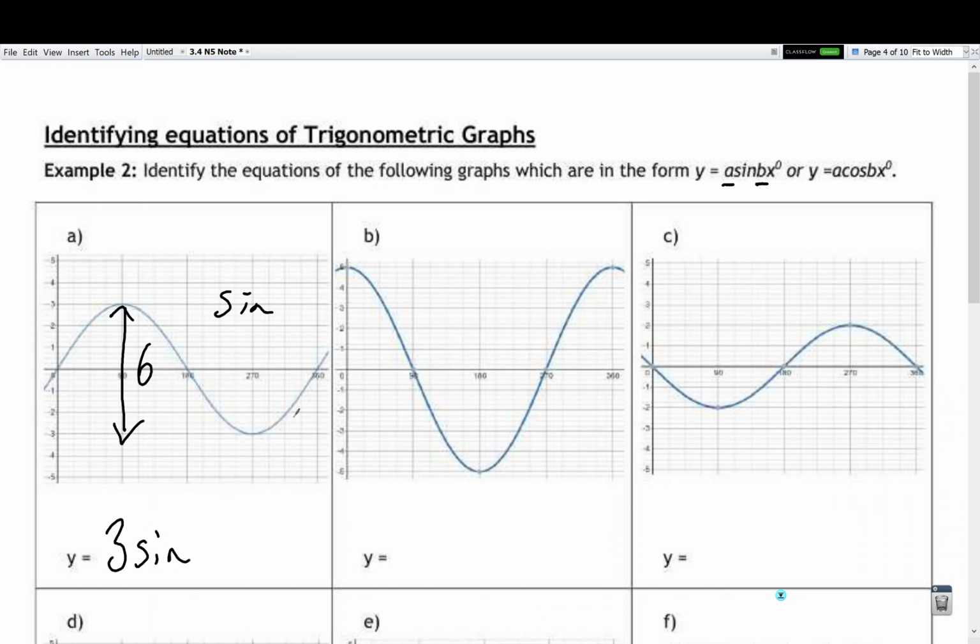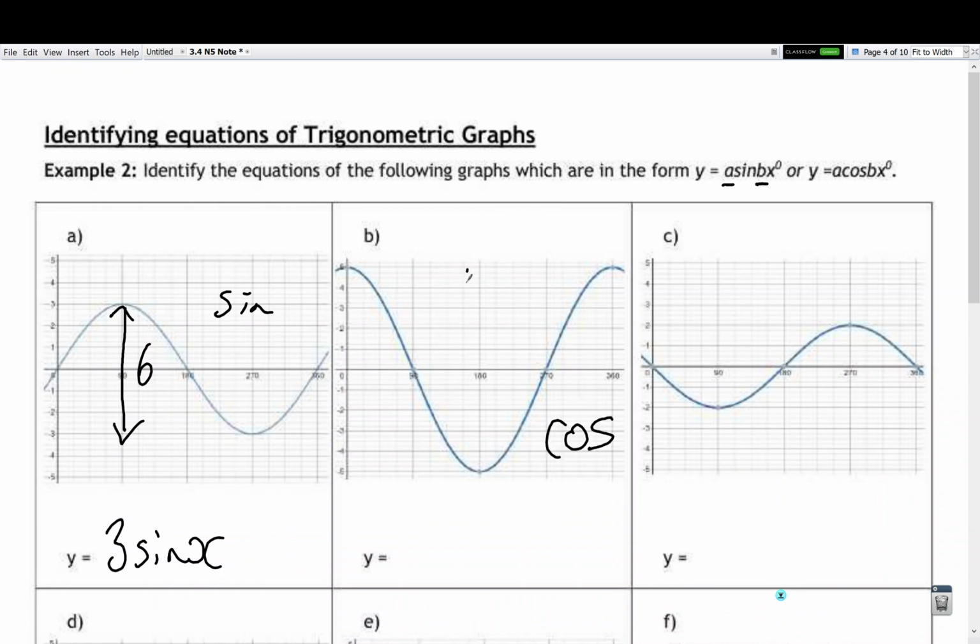How many waves are there in 360? There's one max and there's one min, and it goes back to the start. So there's just one wave. So it's 1x, which we can just write as 3 sine x. If I do the next one, it's starting at its maximum, coming down to the bottom, then returning to its maximum, which means that is a cosine graph.